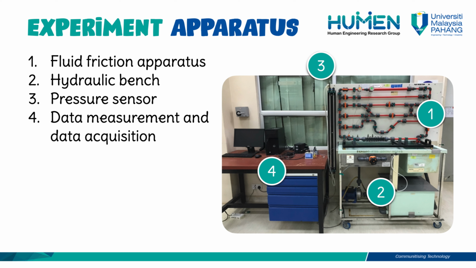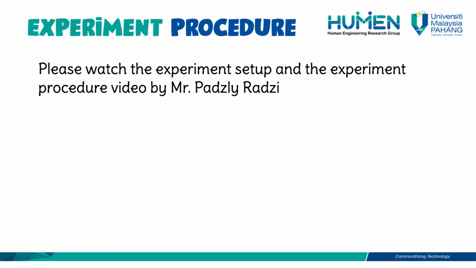In order to conduct this experiment, there are several items or apparatus that you need to use. The first one, the fluid friction apparatus, including the pipes, angle, and everything. And then we need to use a hydraulic bench under the fluid friction apparatus. And the third one is a pressure sensor, because we need to determine the pressure inside the pipe. And finally, the data measurement and data acquisition of NI DAQ.